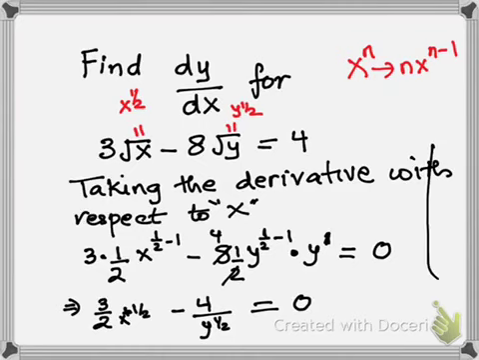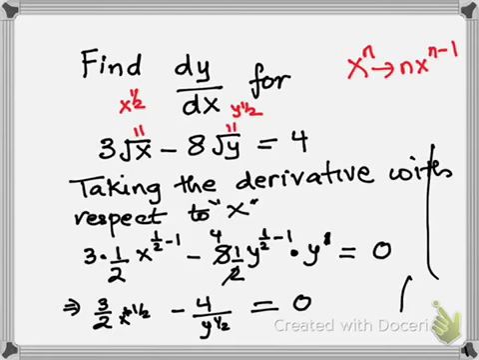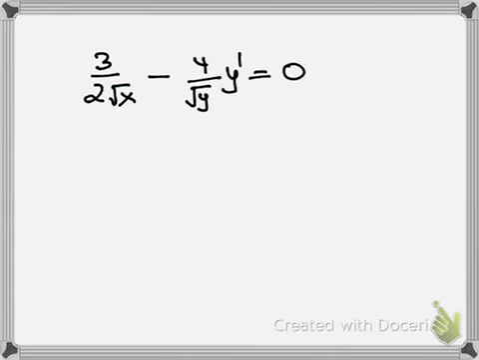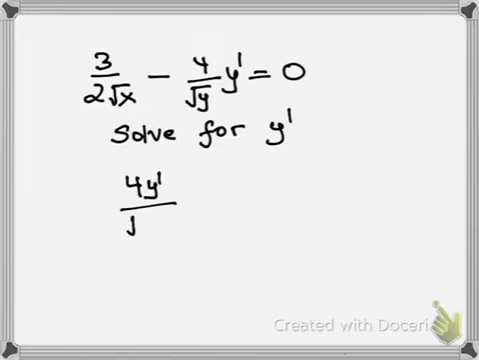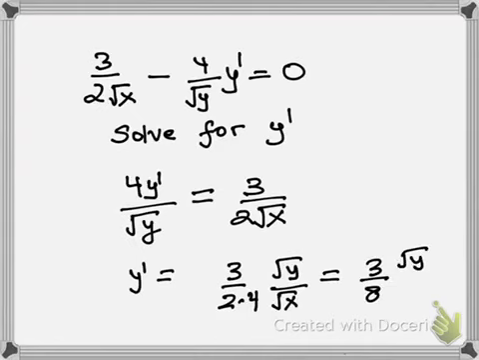So going to the next screen, we have 3/2 square root of x minus 4 divided by square root of y, and there is a y prime here as well. So 3/2 square root of x minus 4 divided by square root of y times y prime equals 0. So I'm going to solve for y prime and move everything else to the other side. I get 4 y prime divided by square root of y equals 3 by 2 square root of x. Since this was a negative, I moved it to the other side. Then you have y prime equals 3 by 2 times square root of y by 4 square root of x, which is 3/8 of square root of y divided by square root of x.